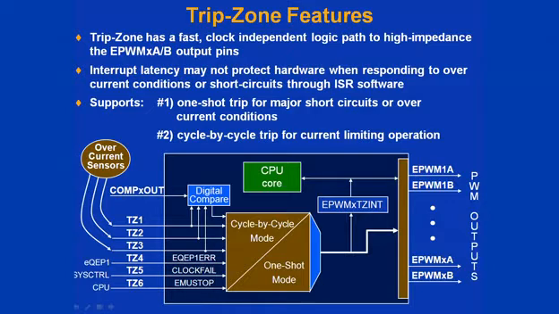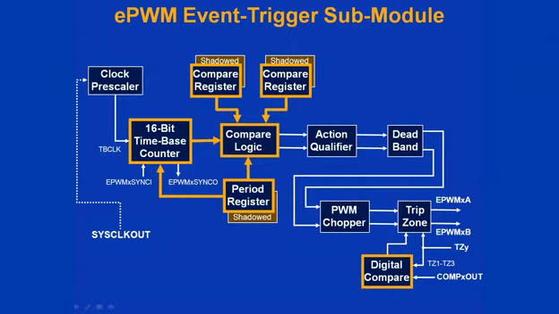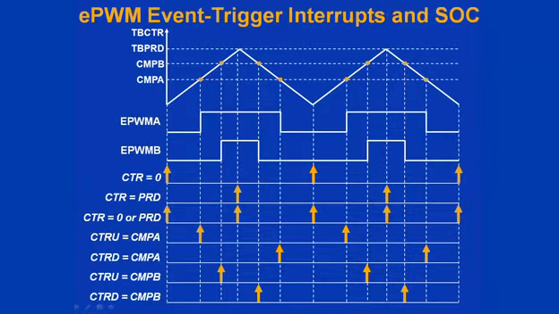The event trigger submodule is used to provide a triggering signal for interrupts and the start of conversion for the ADC. Event trigger interrupts and start of conversions can be generated on counter equals 0, counter equals period, counter equals 0 or period, counter up equals compare A, counter down equals compare A, counter up equals compare B, counter down equals compare B. Notice counter up and down are independent and separate.